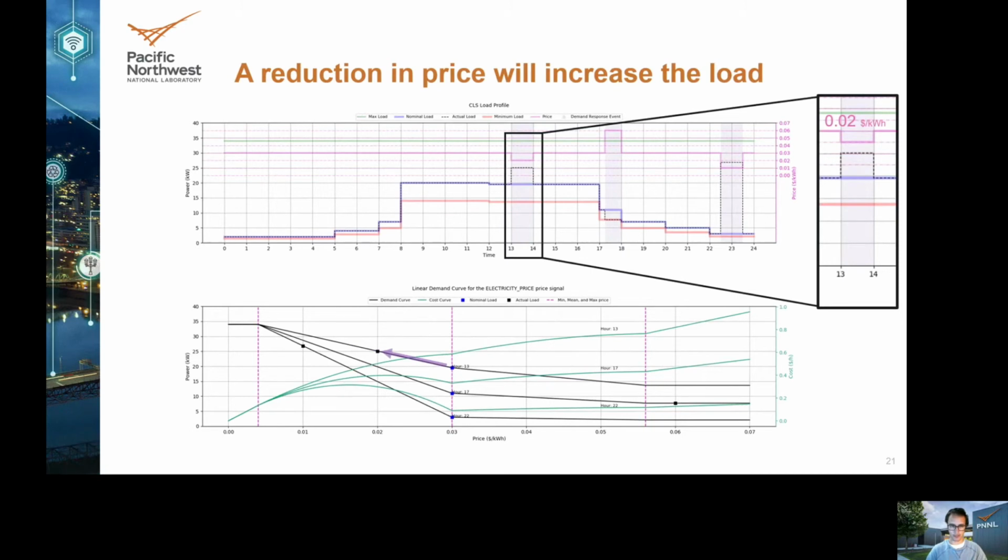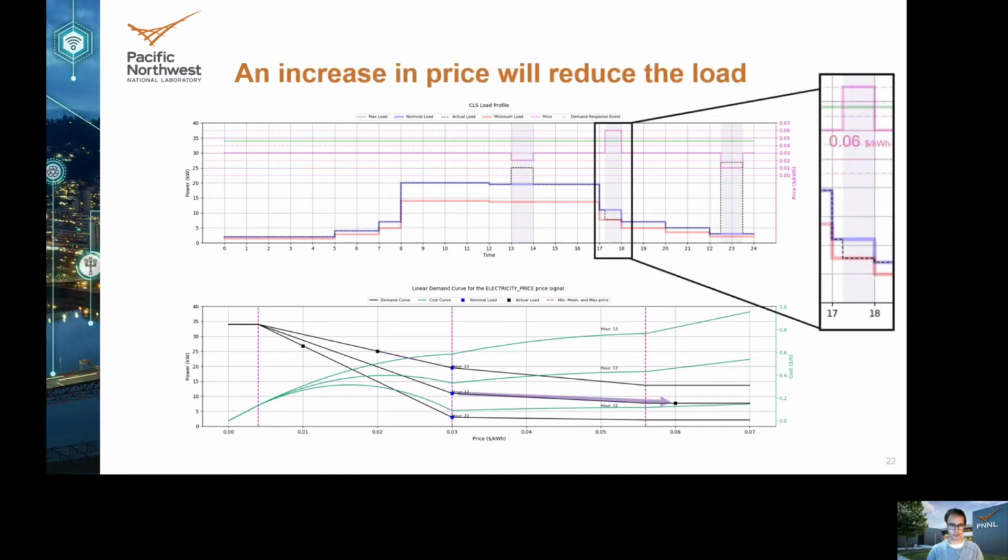And so as an example, during hour 13, the price changes from 3 cents down to 2 cents. And looking at the demand curve for hour 13, the purple arrow shows that it's pointing from the blue square, which represents the nominal load at the mean price, to the black square that shows that the load should increase by about 5 kilowatts. And this is confirmed in the top plot by looking at the black dashed line, showing that the load increased to 25 kilowatts during hour 13.